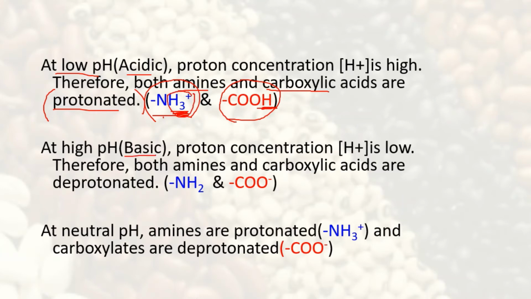Then at high pH, that is basic, proton concentration, that is hydrogen ions, are low. Therefore amines and carboxylic acids are deprotonated. So this goes back to the original state, and now this one will give out its hydrogen. At about neutral pH, amines are protonated, while the carboxylic acids are deprotonated. And now here is where we have the zwitterion condition. You remember we talked about the zwitterion, where it has two charges, both positive and negative.